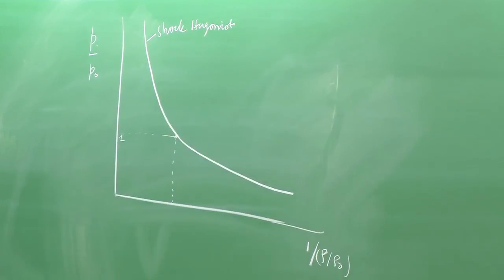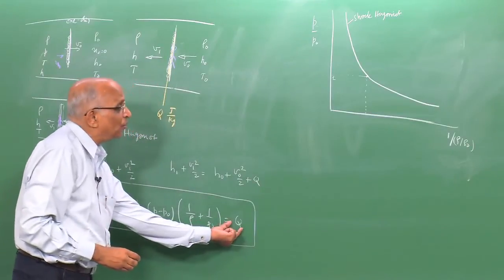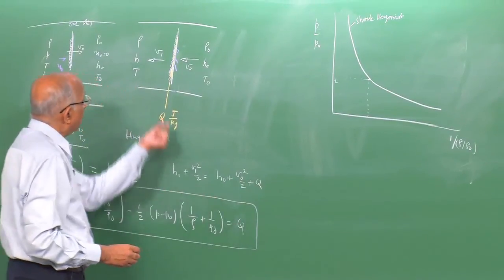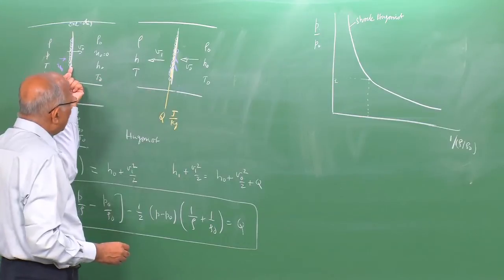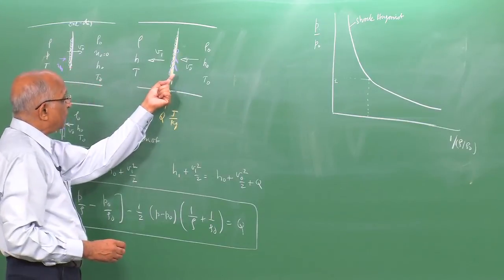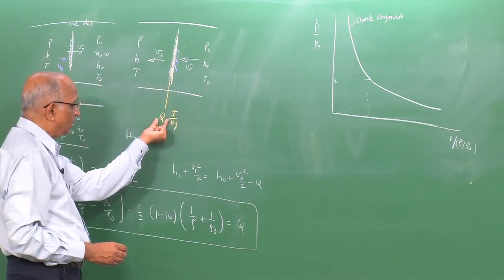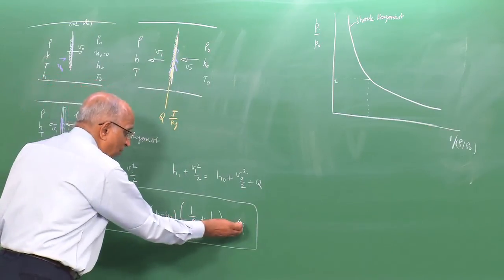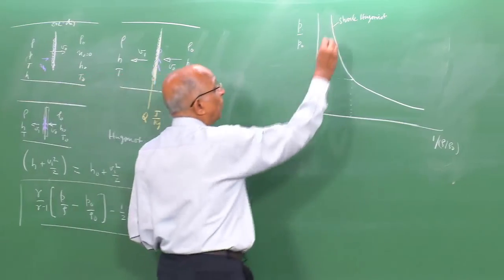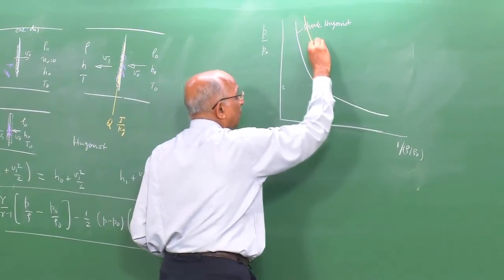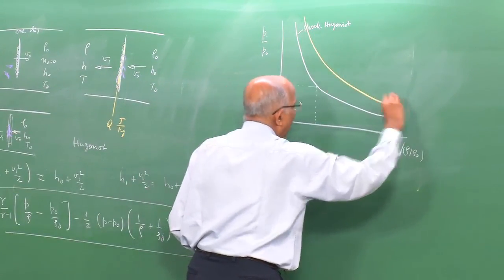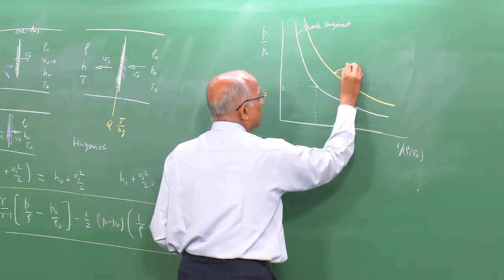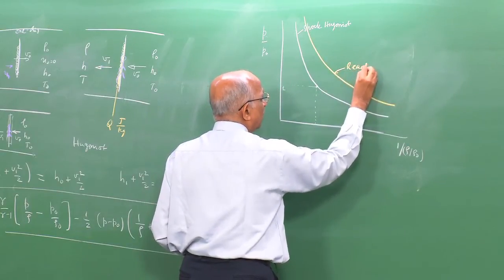And now what has happened to this equation? I have added a q to it. That means, instead of having a shock alone, I have shock and chemical reactions. Chemical reactions are giving an energy q joules per kilogram, and therefore this equation gets shifted up by q, and this is my equation over here, and this becomes what we call the reaction Hugoniot.